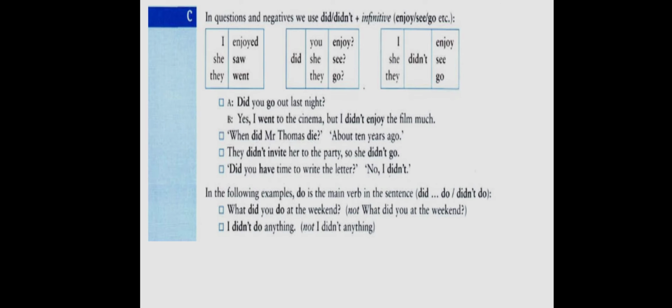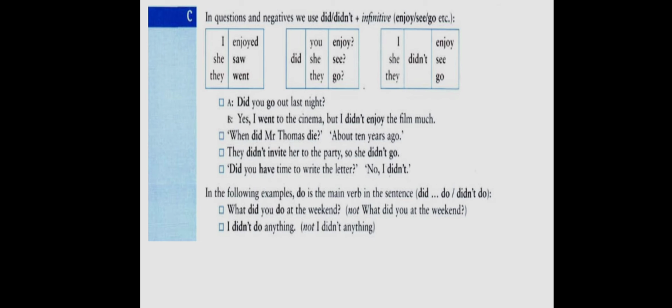She didn't see. She saw, and to make it negative, it becomes she didn't see. And the verb saw changes into its base form, see, because we use didn't here. They didn't go. They went becomes in the negative form they didn't go. The verb went changes into its base form, into go. So it becomes they didn't go.